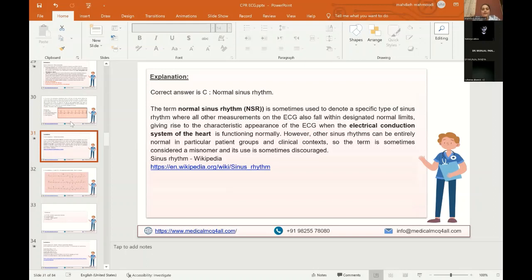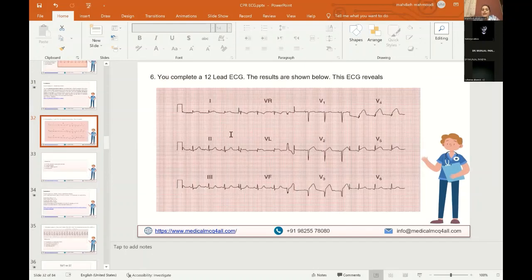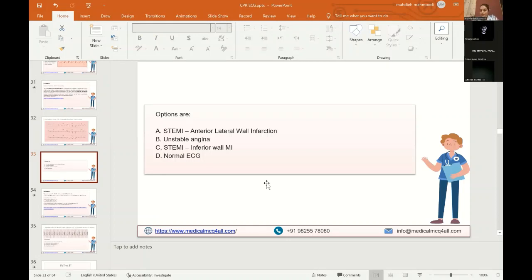So you complete a 12-lead ECG, and the results are shown like this ECG, okay? The options are STEMI, anterior lateral wall infarction, unstable angina, STEMI, inferior wall MI, or normal ECG. This is what you see. Give me answers, everyone, 10 seconds.